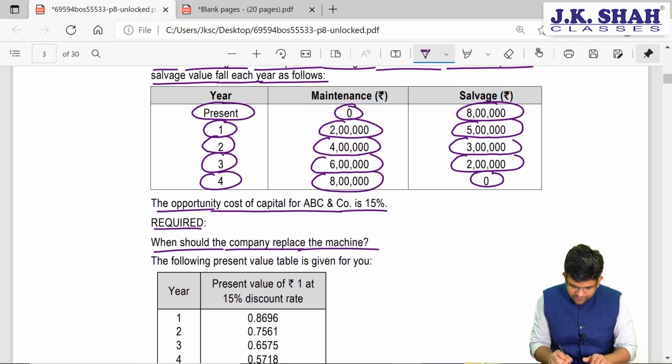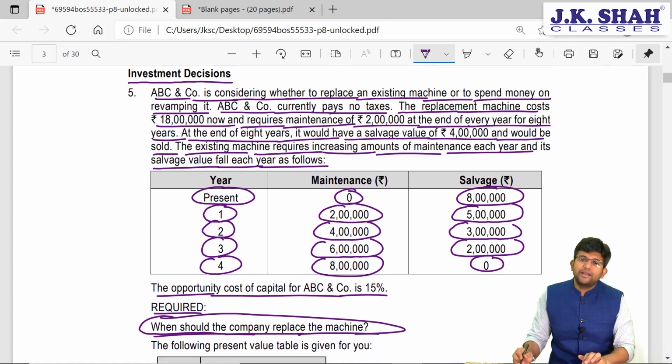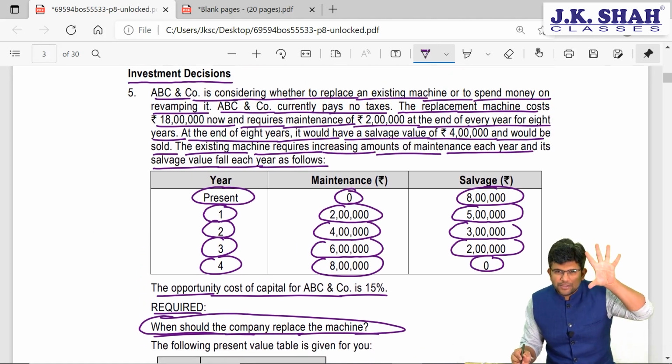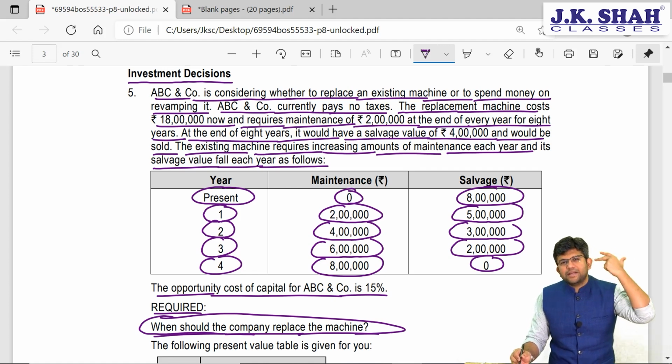Now students, whenever they ask you such a question, when should the company replace the machine, it means that they are talking about a concept called replacement cycle. Okay, replacement cycle. Now what this is, students, do you realize here in front of you, you have got 5 options. Sir, what 5 options do we have? Replace today, replace after 1 year, replace after 2 years, replace after 3 years, replace after 4 years.